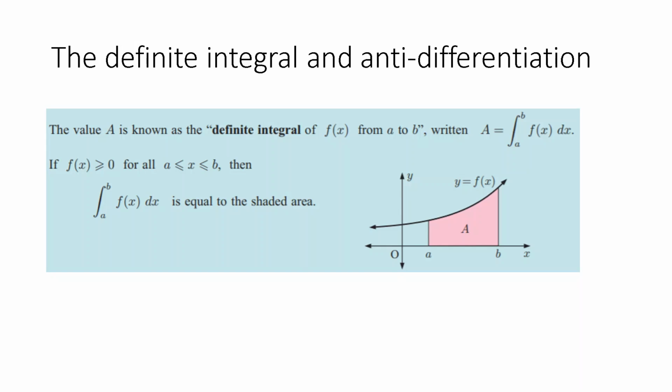So the value A is known as the definite integral of f of x from a to b, written as A equals the integral, this is the sign for integral, from a to b of f of x dx. If f is bigger than 0 for all values in between a and b, then the integral from a to b of f of x dx is equal to the shaded area of the diagram. This is just a general formula.